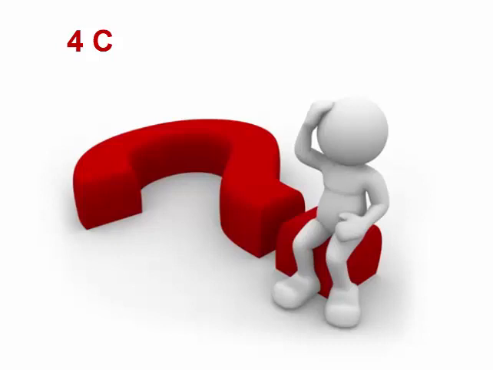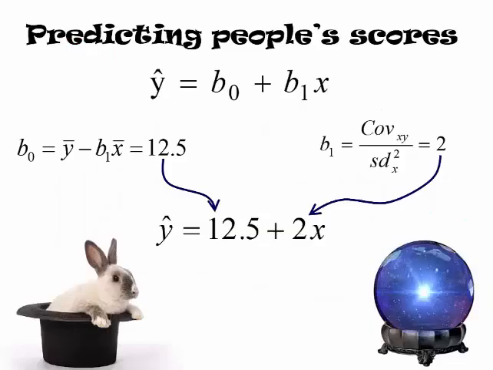For the last part of Unit 4, I wanted to talk about something called extraction. I'll be talking about how we can extract one variable out of another variable. But before I talk about extraction, first let's review how we can use regression to predict people's scores, because the idea of extraction will build on this concept.